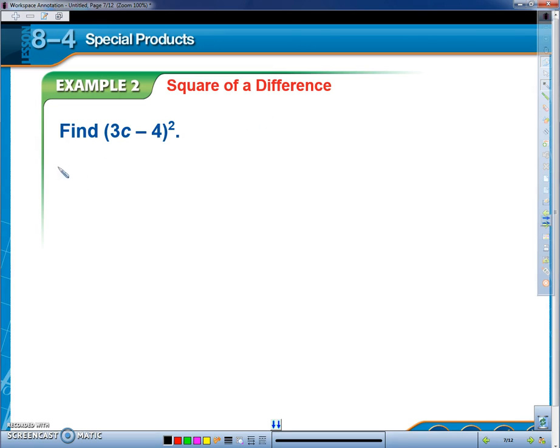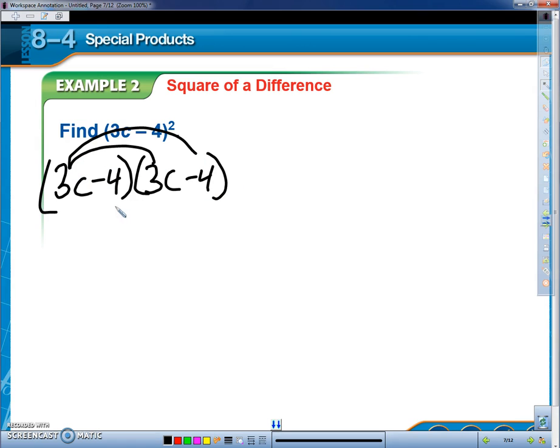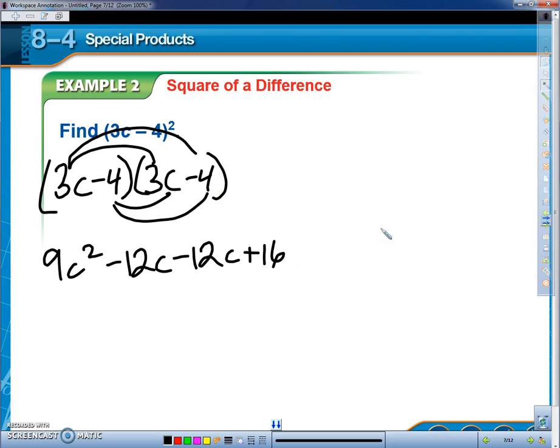Let's go backwards this time, and let's just go 3c minus 4 times 3c minus 4. So if I put my lobster claw on it, thanks, I forgot the word for it, I'm going to get 9c squared minus 12c minus 12c, and then this is where you're multiplying a negative by a negative to give you plus 16. I reduce it down, and my final answer should be 9c squared minus 24c plus 16.